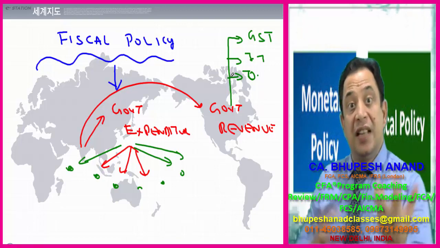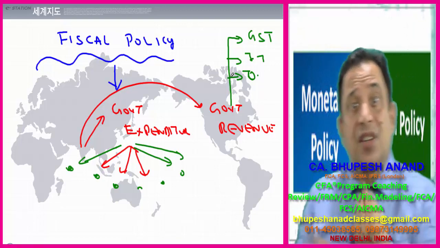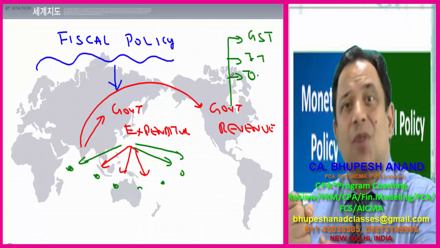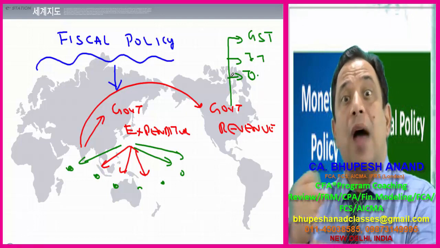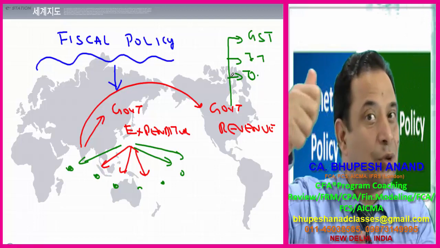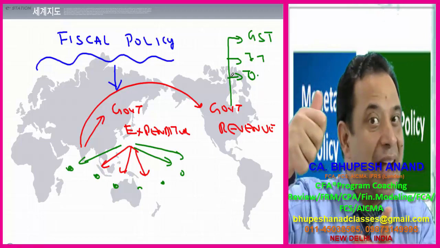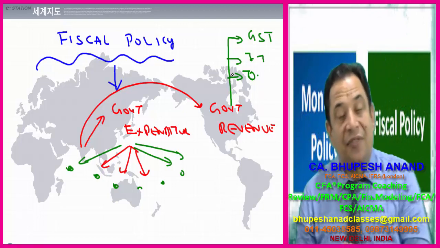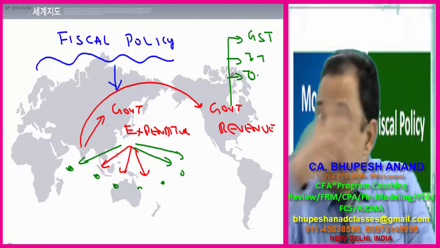Now this list, this policy, which consists of government expenditures and government revenues, with the objective of economic growth and price stability in the country, is named fiscal policy, my dear friends. So every country frames a fiscal policy.